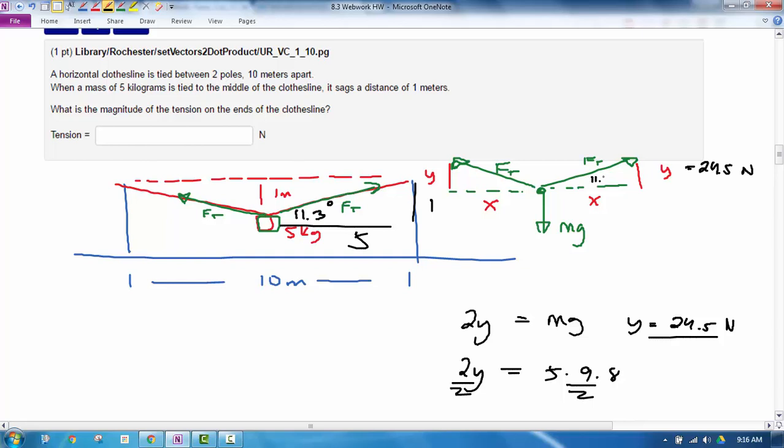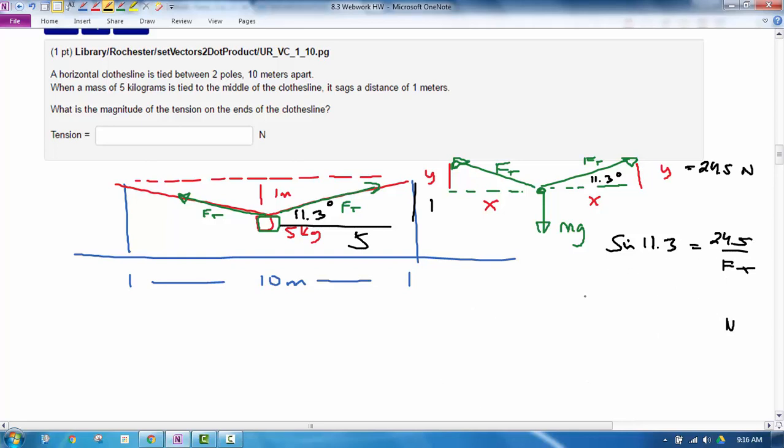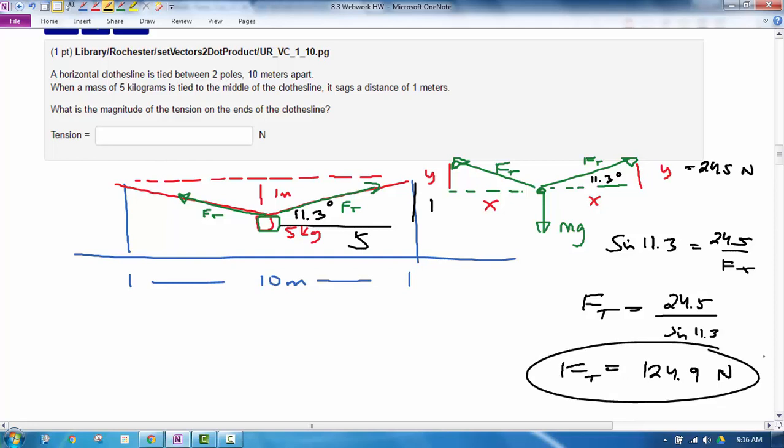So you've got this triangle where this is 11.3 degrees, and now you can do inverse sine. So you can do sine of 11.3 equals opposite 24.5 over hypotenuse f sub t. Multiply both sides by f sub t and divide by sine of 11.3, and you get 24.5 divided by sine of 11.3. And that's the answer right there, which turns out to be about 124.9 if you don't round it at all in the calculator. And so there's the tension right there. That's a tough problem and involves a lot of physics, so I probably wouldn't ask you one that hard on the test, but it's a good challenge problem.